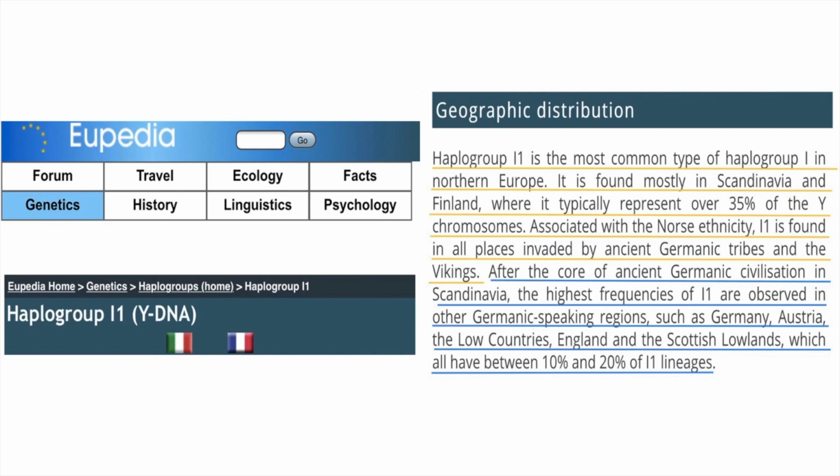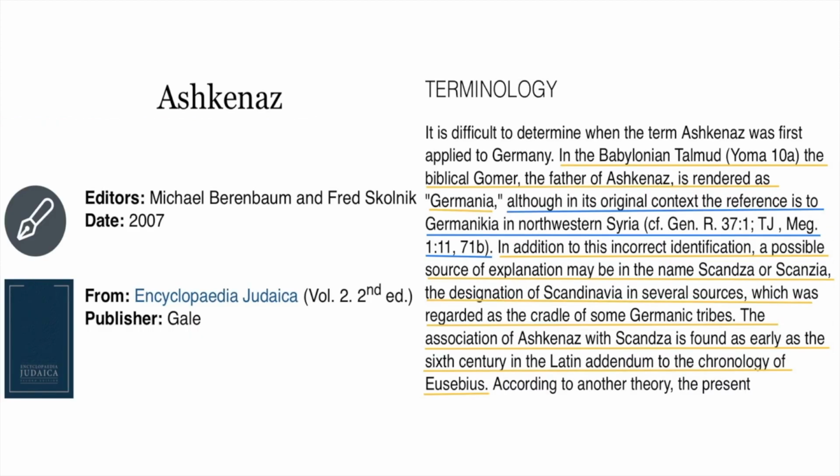After the core of ancient Germanic civilization in Scandinavia, the highest frequency of I1 is observed in other Germanic-speaking regions such as Germany, Austria, the Low Countries, England, and the Scottish Islands, which all have between 10 and 20% of I1 lineages. This is from Eupedia, haplogroup I1.